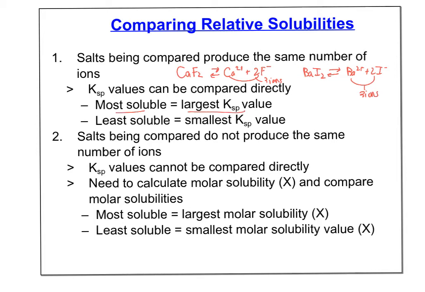Large KSP, more soluble, meaning it dissolves into the ions more. Small KSP, less soluble. It doesn't dissolve. It favors more the solid. What if they don't produce the same number of ions? So what if I have CaF2 and then I have NaF?